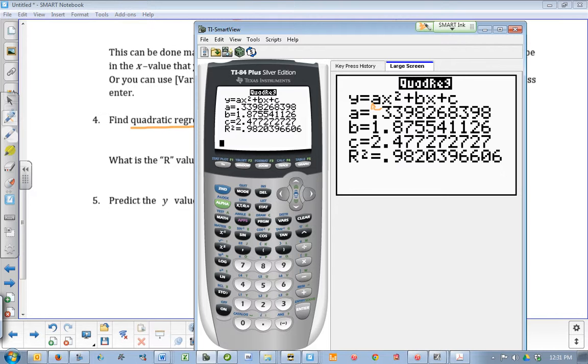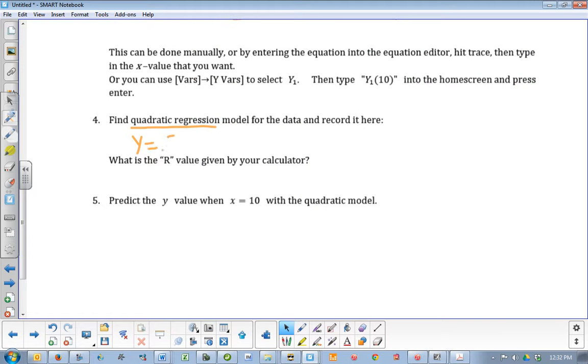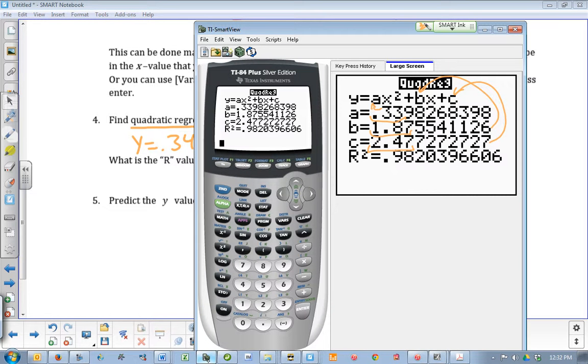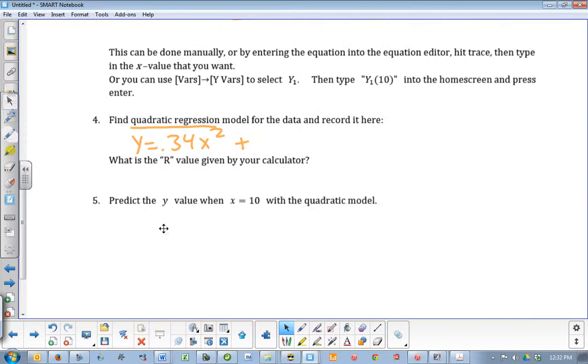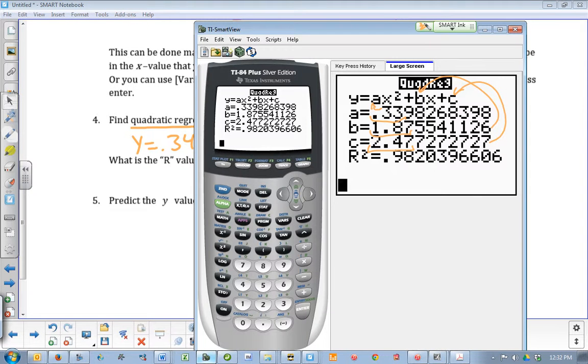So there's our A, here's our B, and there's our C. And so this is the equation y equals 0.34x squared plus 1.88x plus 2.48. So let's jot that down. So we have y equals 0.34x squared plus 1.88x, and that last one was a plus 2.48.